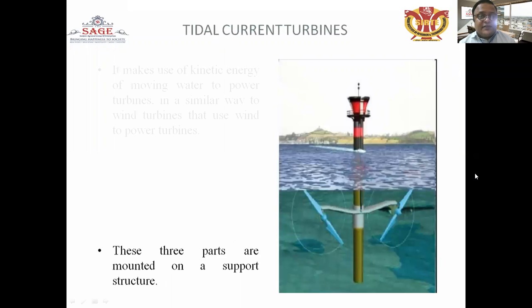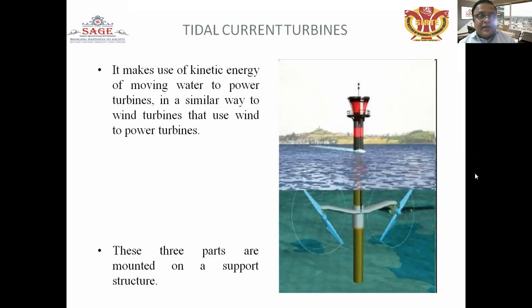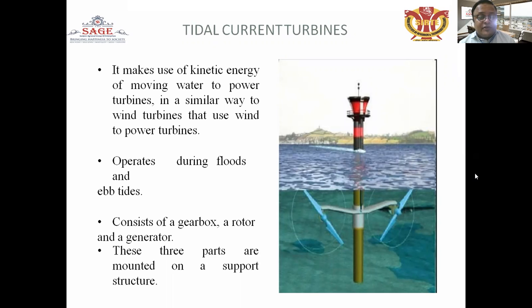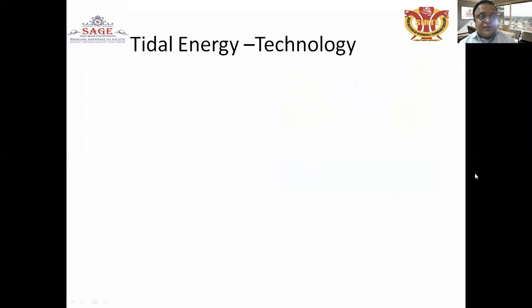Tidal current turbines make use of the kinetic energy of moving water to power turbines, in a similar way to wind turbines that use the wind to power turbines. They operate during the flood and ebb tides. They consist of a gearbox, a rotor, and a generator, and these 3 parts are mounted on a support structure.